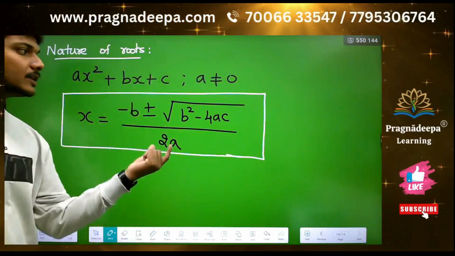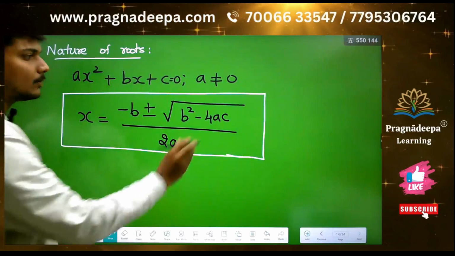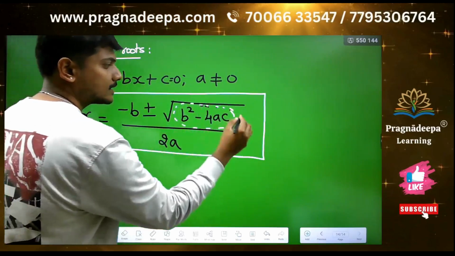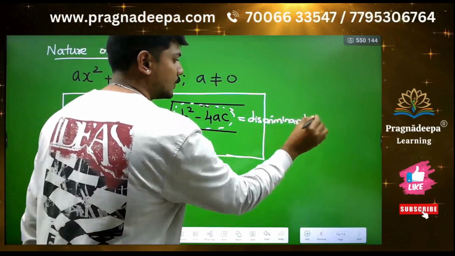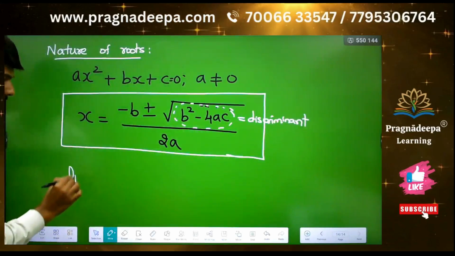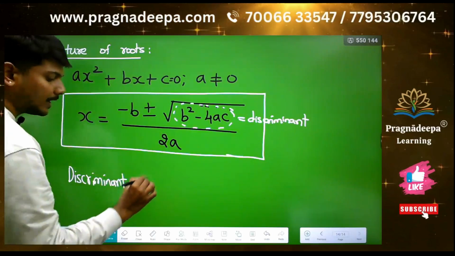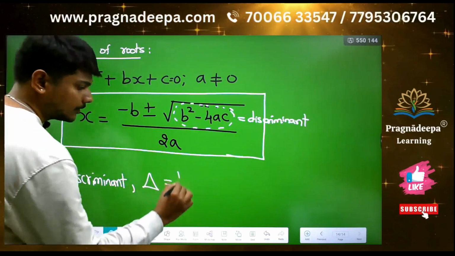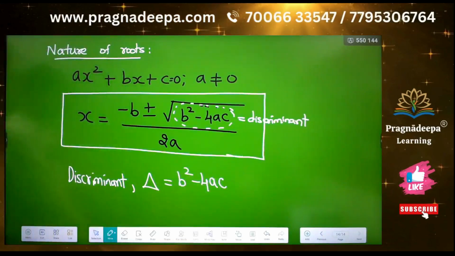So if there is any quadratic equation, you can easily find the roots by using this formula. In this formula, b square minus 4ac is called the discriminant, right? The discriminant is denoted by delta. Delta is equal to b square minus 4ac, right?